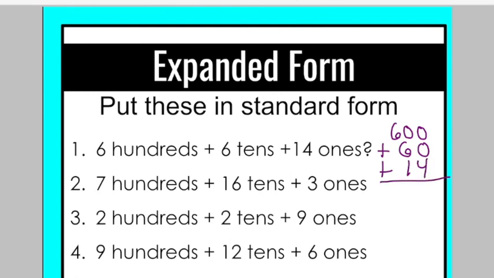Now look, we can see that there's more than just ones in my 14. So 0 plus 4 is 4. 0 plus 6 plus 1 is 7. And there's nothing below or above 6, so we can just bring that down. So for 600, 6 tens and 14 ones, my answer is going to be 674.